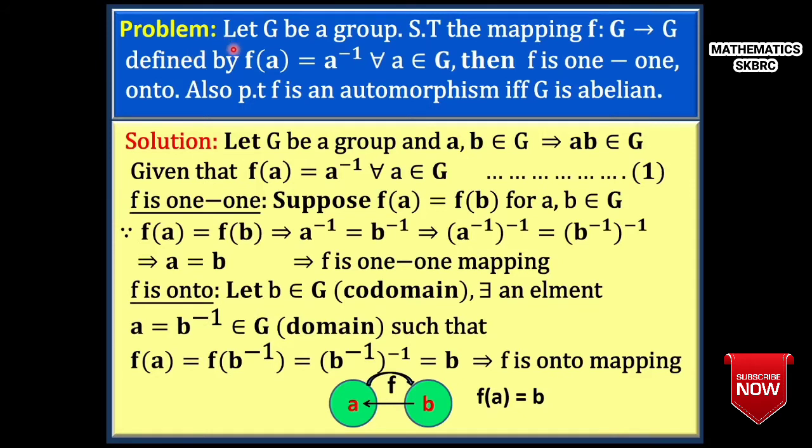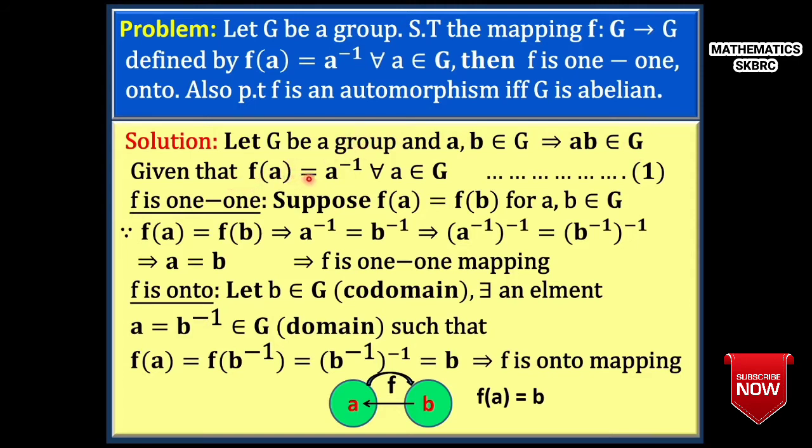Very important problem. Let G be a group. Show that the mapping f from G to G defined by f of a is equal to a inverse for all a belongs to G is 1-1 and onto mapping. Also prove that f is an automorphism if and only if G is abelian. Let G be a group and a, b belongs to G. Then we get ab belongs to G by using the closure property. Since G is a group, G satisfies four conditions: closure, associative, identity, and inverse.